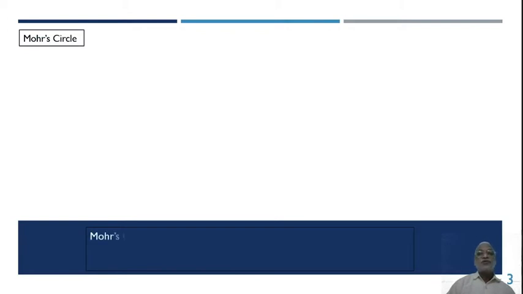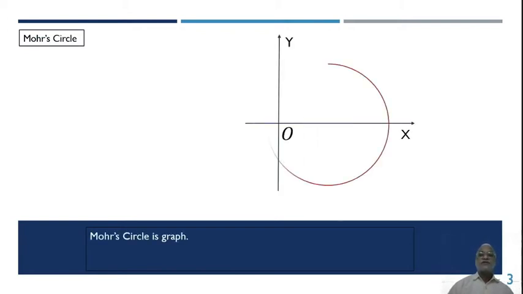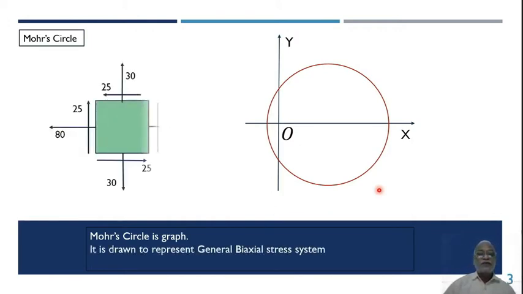What is Mohr circle? First of all, Mohr circle is a graph. You have drawn so many graphs. In the same manner, here also, Mohr circle is a graph. You have x-axis, you have y-axis, and then the graph itself is in the form of a circle. That's all it is. Then it is drawn to represent a general biaxial stress system.